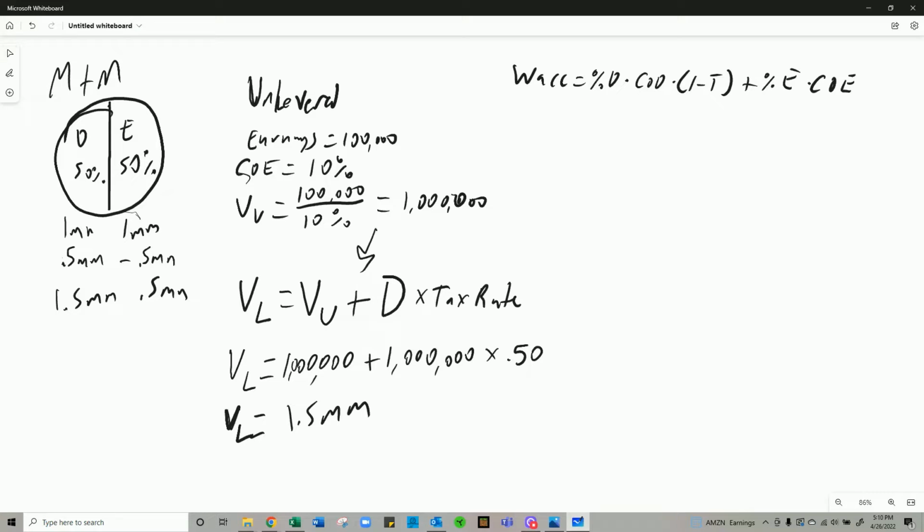Now, why would you do this? Well, if you want to increase the value of your firm, all you need to do is, with the same earnings, you can get the same earnings here, this 100,000. You can actually decrease your WAC, and by decreasing the denominator, you're going to create a higher value. So let's recap. Because of WAC and the tax advantage of debt, the value of the levered firm is the value of the unlevered firm plus the tax advantage you get from the debt.